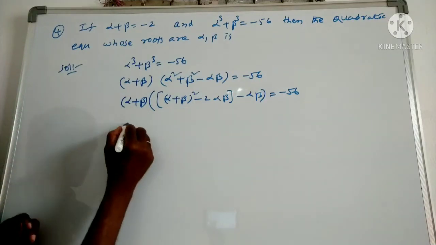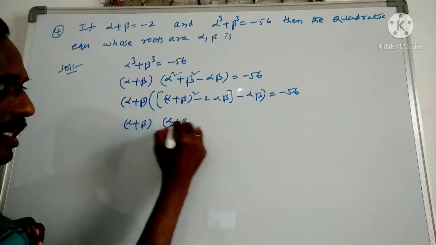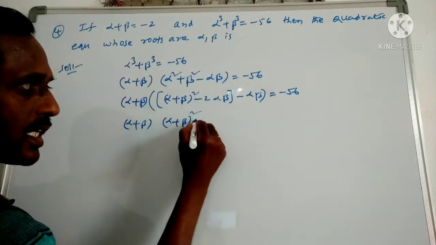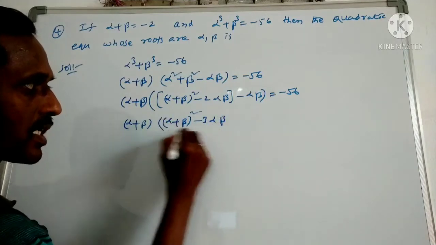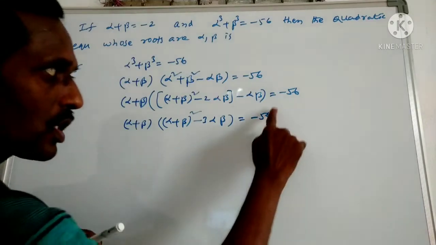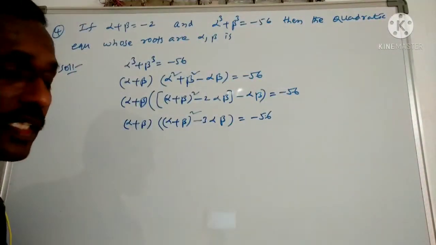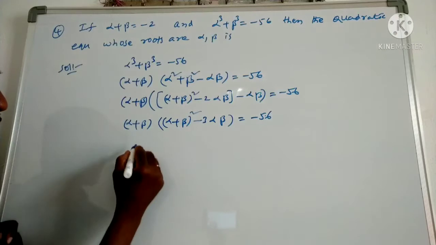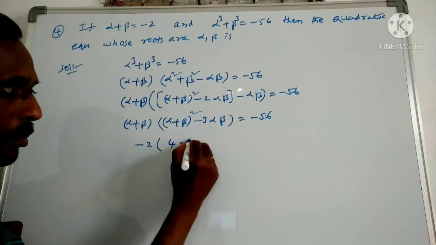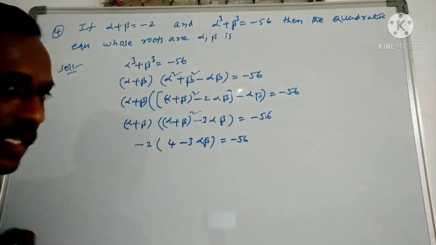Now finally, alpha plus beta whole square, this as it is. It is -2 alpha beta and minus alpha beta, totally -3 times alpha beta, which equals -56, as given in the problem. So now write the alpha plus beta value in this expression, then find the product. What is alpha plus beta given as? -2. So if I write the value -2, (-2) square is 4, minus 3 alpha beta, we have to find it, equals -56, as given.